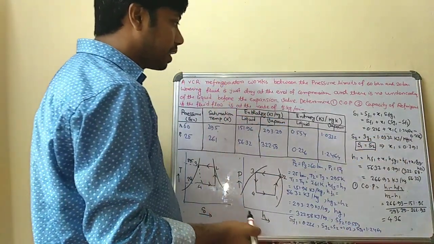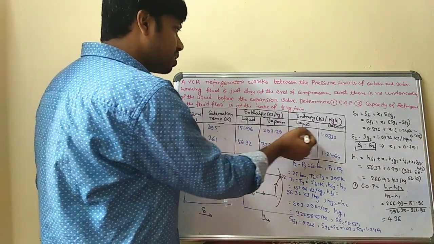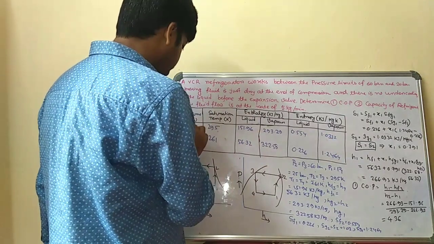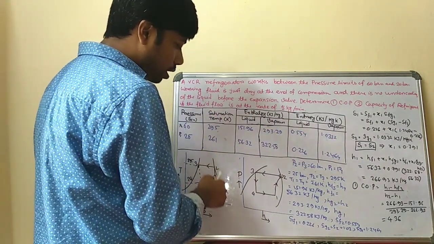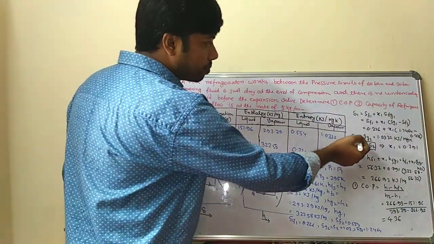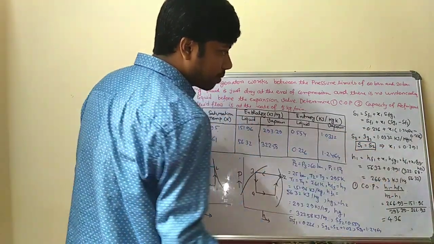Okay, and S2 is basically nothing but Sg2. Sg2 means entropy at vapor state, that is 1.0332, right? So that is corresponding to this value, and 1 and 2 is the constant entropy line. So constant means S1 is equal to S2. So this becomes equal to this one, and that gives X1 equal to 0.791.